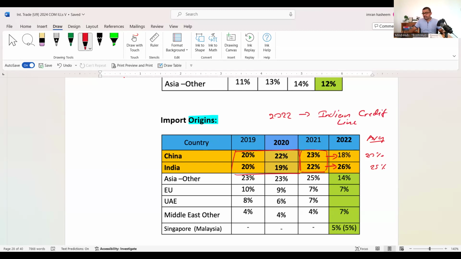Then also other Asia, mainly our import origins are Asian countries. Then EU, UAE, Middle Eastern countries, then European countries, contributions are not that high. Singapore, Malaysia also around 5%. Now, this might improve if we fully activate the trade agreement with Singapore.